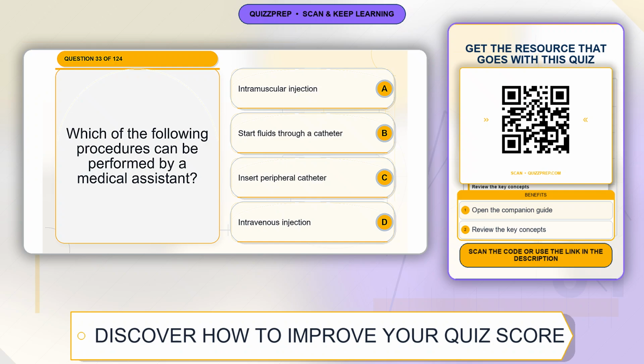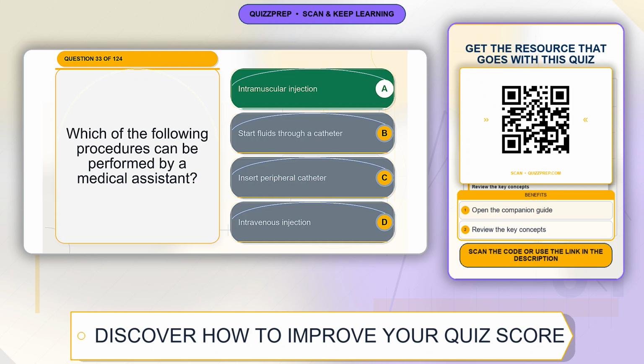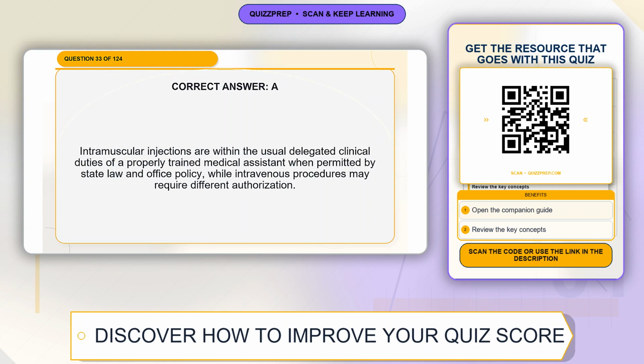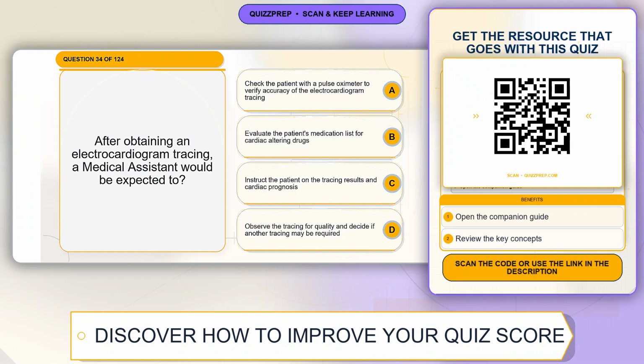Question 33. Which of the following procedures can be performed by a medical assistant? Option A, intramuscular injection. Option B, start fluids through a catheter. Option C, insert peripheral catheter. Option D, intravenous injection. The correct answer is option A, intramuscular injection. Explanation. Intramuscular injections are within the usual delegated clinical duties of a properly trained medical assistant when permitted by state law and office policy, while intravenous procedures may require different authorization. Question 34.